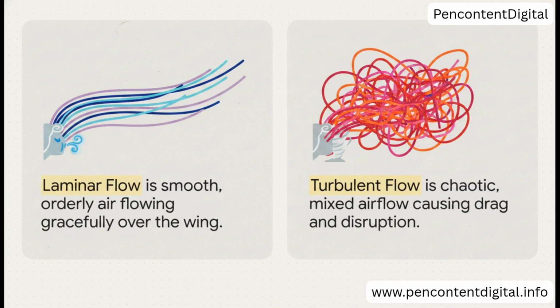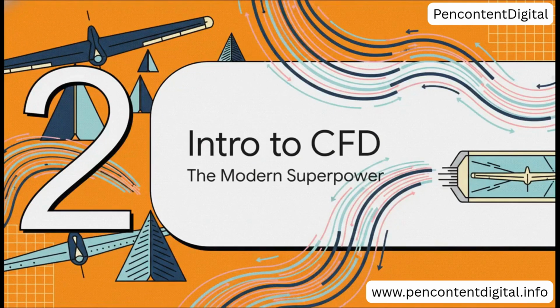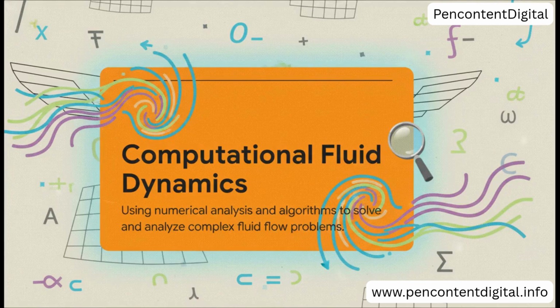Moving right along to Section 2, enter computational fluid dynamics. Here's our revolutionary, cost-effective solution to that massive wind tunnel problem. Think of CFD, or Computational Fluid Dynamics, as the modern aerospace engineer's superpower. It's a specialized branch of fluid mechanics that relies on complex numerical analysis and algorithms to solve fluid flow problems.